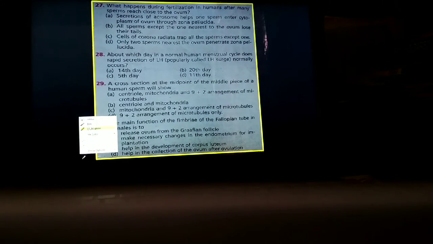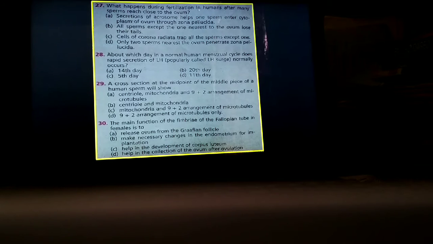Next question is, what happens during fertilization in humans after many sperms reach close to the ovum? So at that place, the secretions of the acrosome help one sperm enter the cytoplasm of the ovum through the zona pellucida. So the right answer is option A.